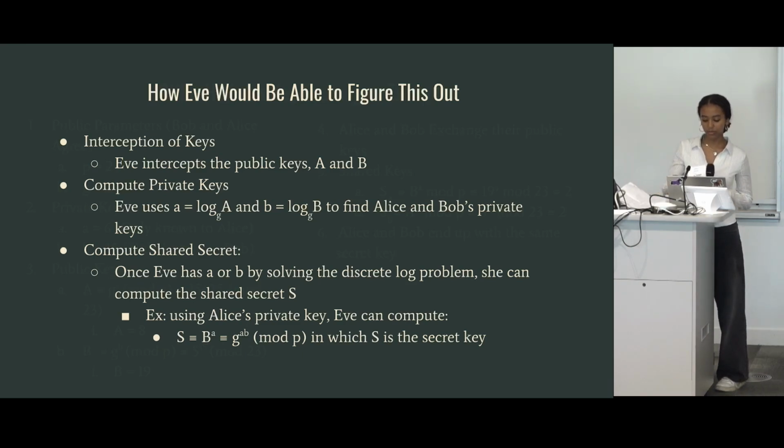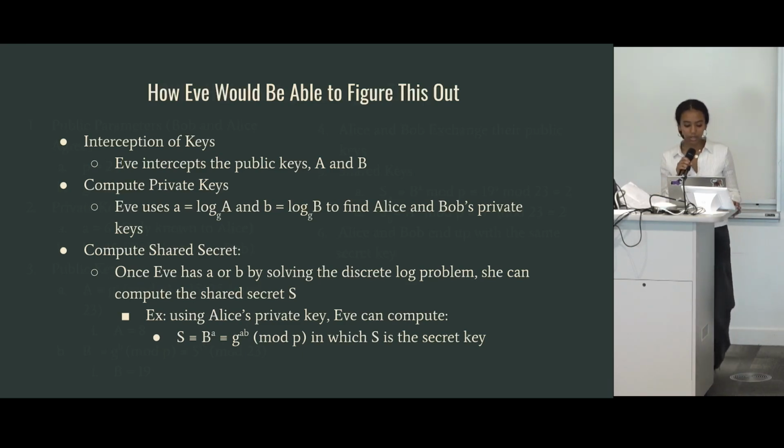So how would Eve be able to figure this out? The first step is Eve would have to intercept the public keys of Alice and Bob. Usually these are denoted as A and B, but since these public keys are typically shared openly, this step is relatively easy for her.